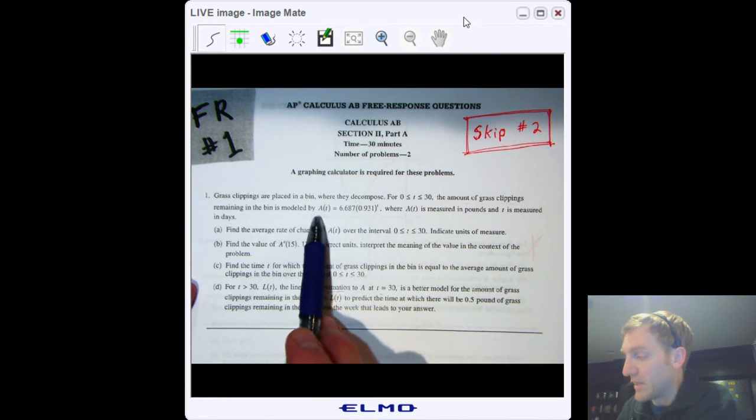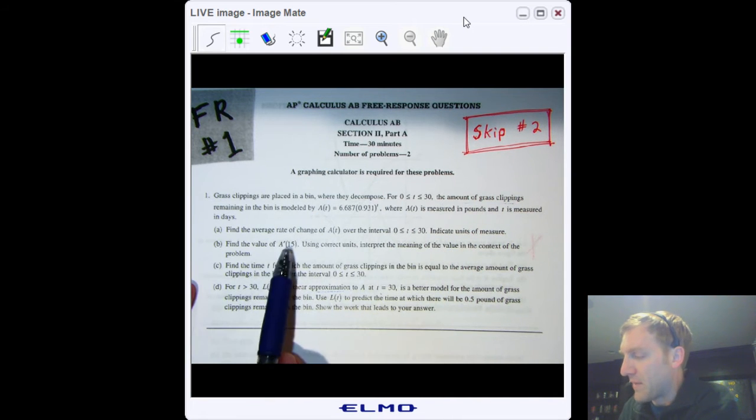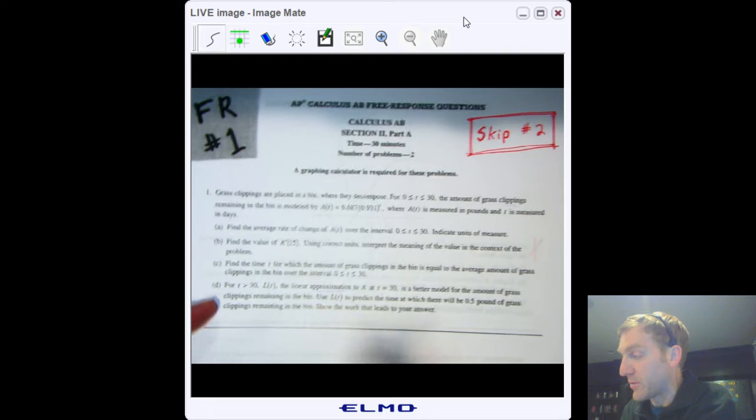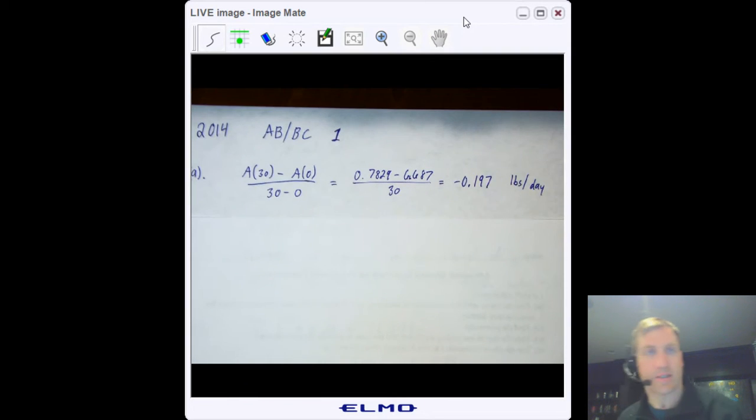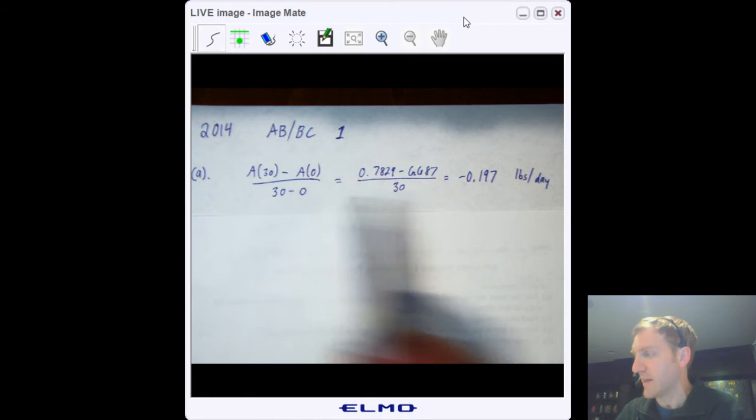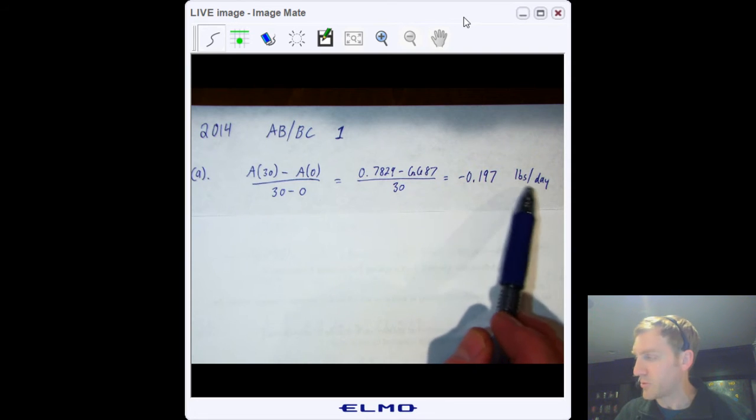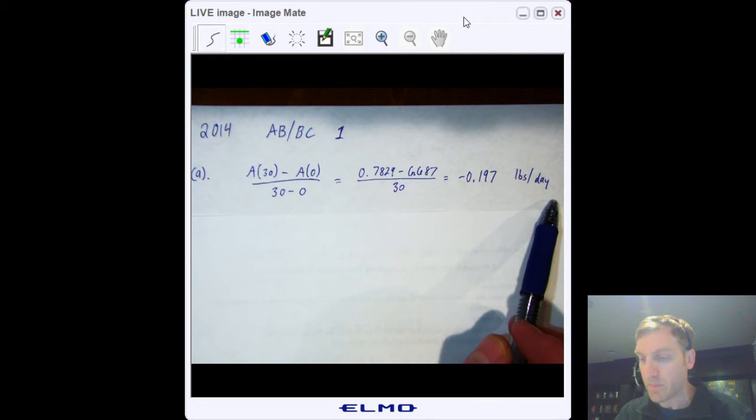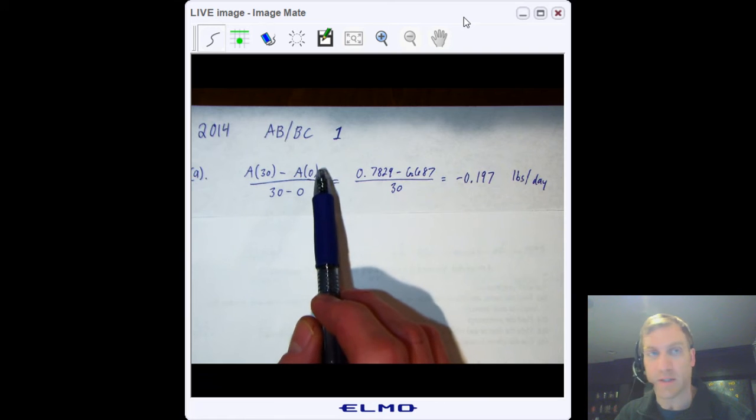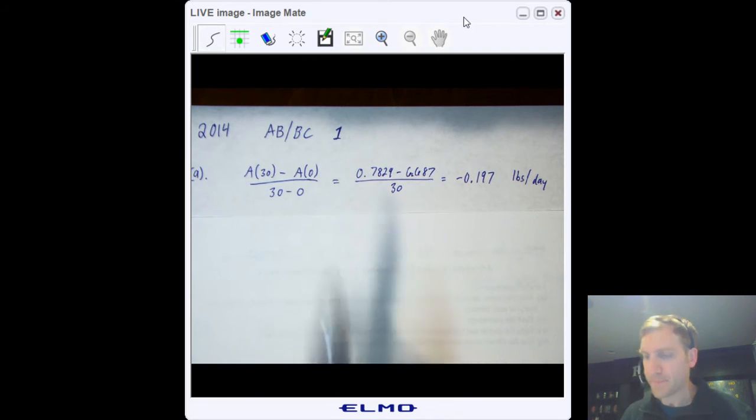Grass clippings are entering a bin. They decompose. This is the amount of grass clippings at time t. Find the average rate of change on the interval 0 to 30. Okay, so average rate of change is just the slope. Just your regular algebra definition: change in y over change in x, and there you go. It said indicate units of measure, so make sure you put pounds per day. Remember, anytime you're finding units for a slope, it's just units of the numerator over units of the denominator. So it's pounds per day.